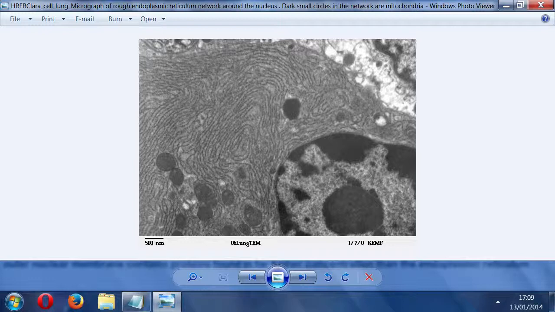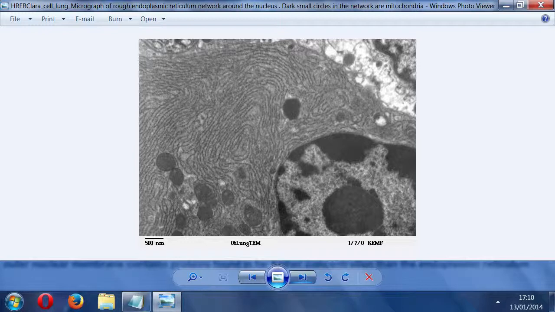And yeah, this is a micrograph of the endoplasmic reticulum network around the nucleus. We've got the dark circles being mitochondria. You can see these nice, it looks exactly like a fingerprint. That's what it looks like to me. But of course it's actually on a lung, a human lung, I believe. There we go, the rough endoplasmic reticulum network.